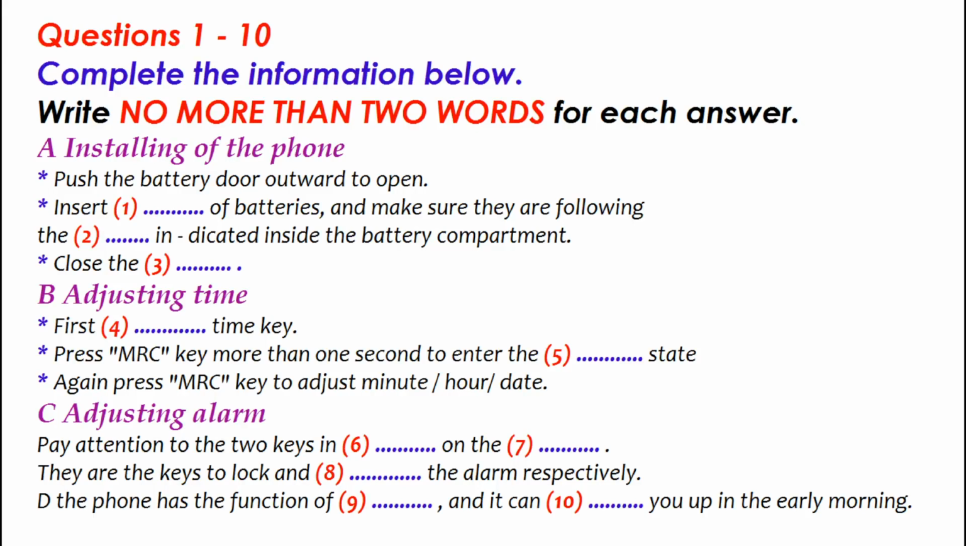Now it comes to adjusting alarm. Press alarm key to enter the 3 states of A1, A2, A3. Pay attention to the 2 keys in the corner on the right hand. They are the keys to lock and unlock the alarm respectively. Press MRC key to enter the adjusting procedure. And have you seen the second digit begin to flash?